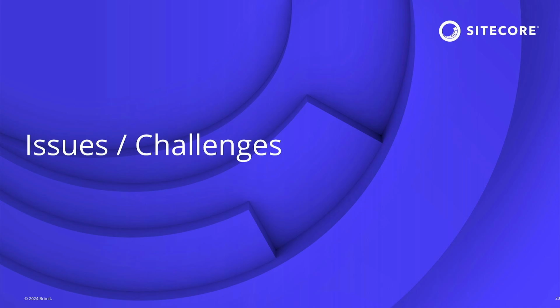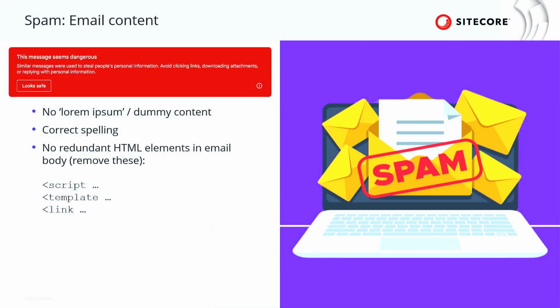And let's now talk as well about issues and challenges we had. So the first issue we had was, and it's always the issue with emails, that it was not in the inbox, it was in spam. So we started to analyze it, and we found out that we had in production some lorem ipsum content. We just didn't check it, so don't do it. Check content which is used at least on production.